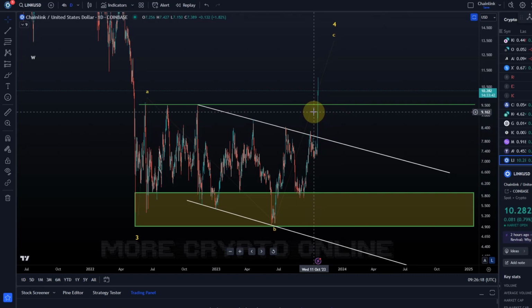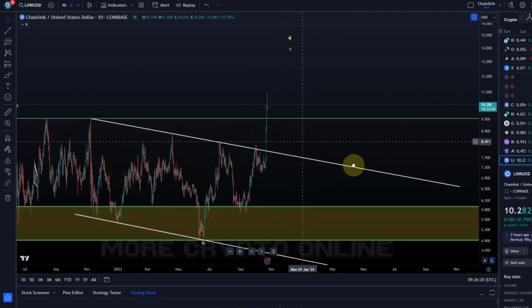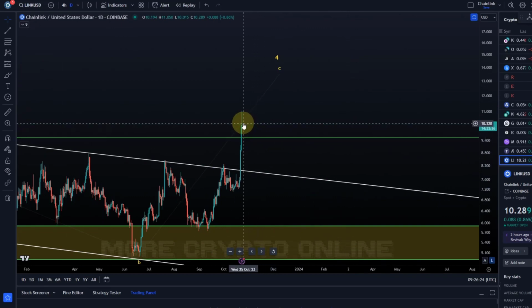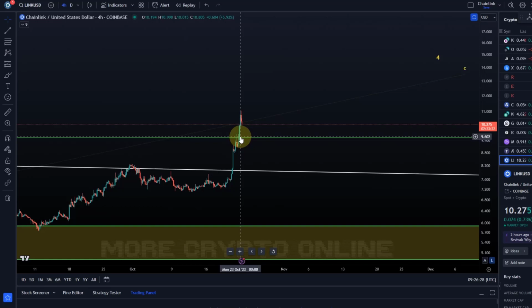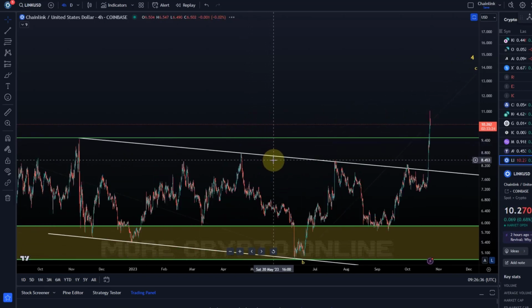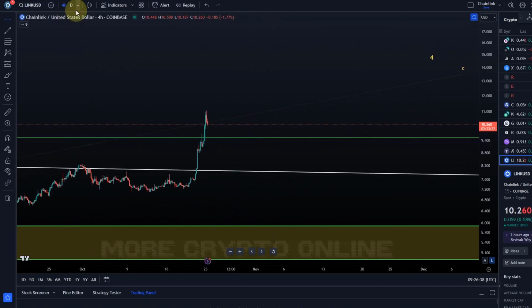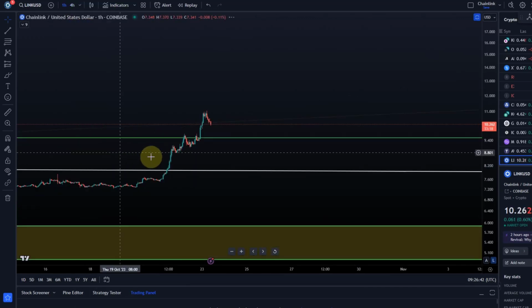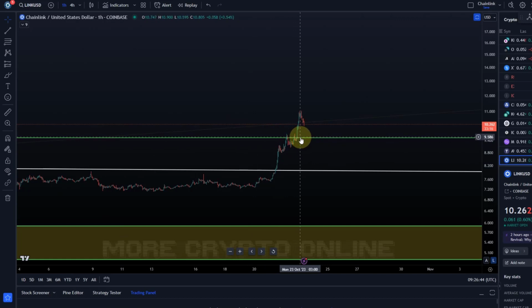So for a more solid uptrend, it would be preferred if Link comes down to retest this support line, this horizontal previous resistance, now possible support line. We can't call it support yet because the price hasn't tested it yet. So that would be preferred, really. I would like to see that to get more comfortable with this being a, let's say, more lasting uptrend.